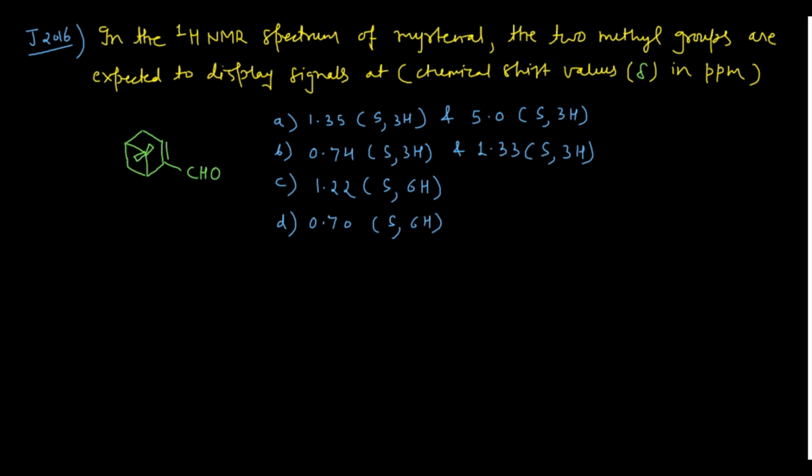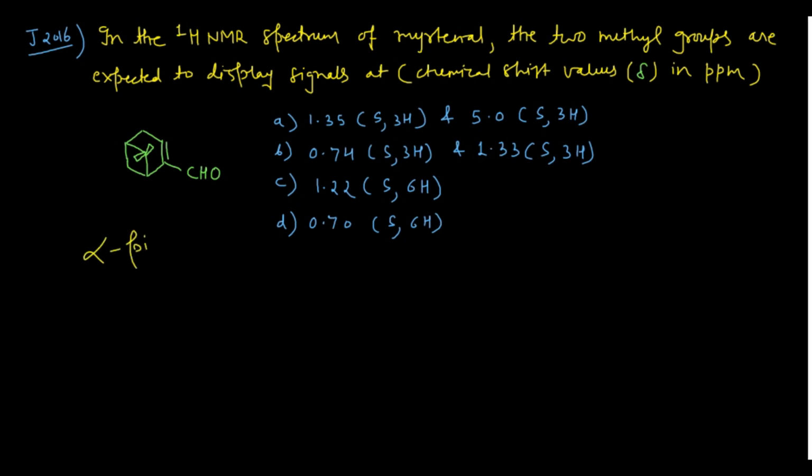So the two methyl groups, the question is talking about this methyl group and about this methyl group. These two methyl groups are expected to display signals at chemical shift values in ppm. That means these two methyl groups are given, and you have to tell what the chemical shift of these two methyl groups would be. If you recall my last lecture, where I discussed the alpha pinene structure.